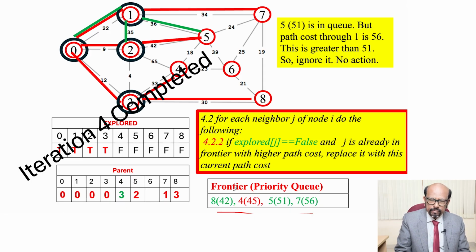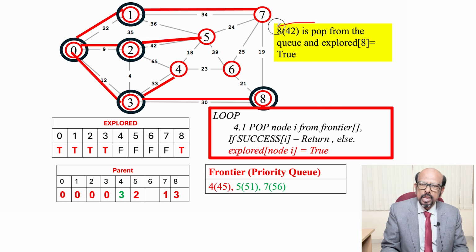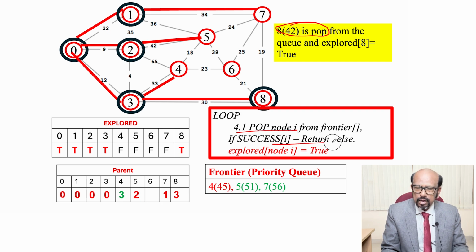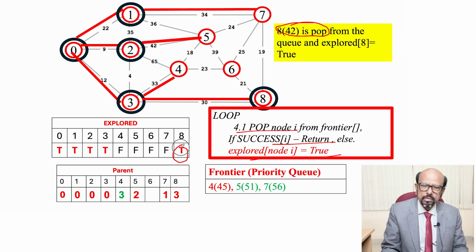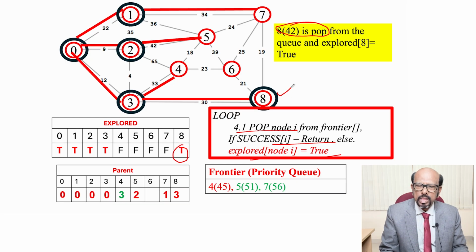In iteration number 5, we will begin with pop 8. So that is the first step we are doing. And we will verify whether it has a solution. If no, it doesn't have a solution, then explode of 8 becomes true. Look at it, explode of 8 becomes true, and I have added a black circle into 8. It means it is explode. So that is 4.1.